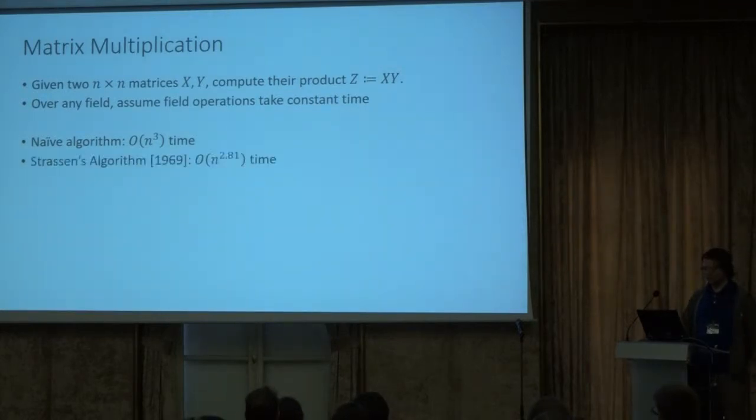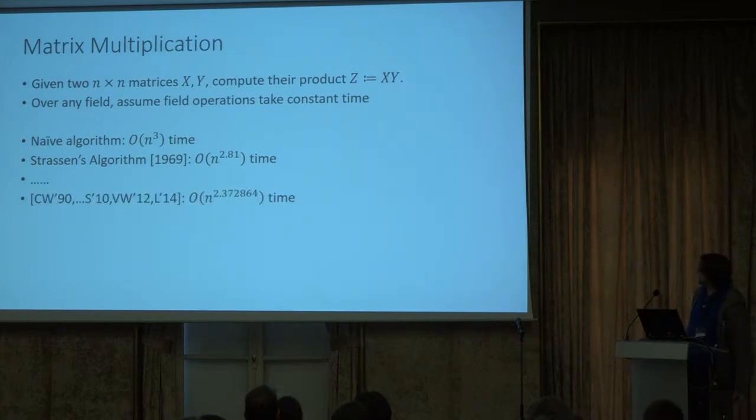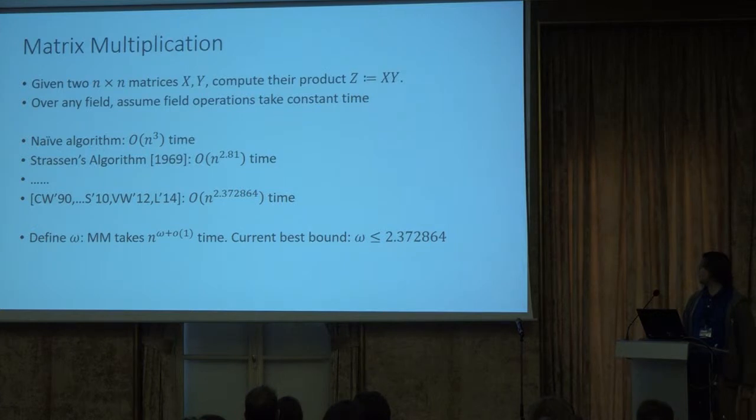But you probably know there was this great breakthrough algorithm by Strassen, where he improved it to n to the 2.81 time. And since then there's been lots and lots of work on this problem, leading up to the best known runtime of n to the 2.372 something. People usually call this exponent omega. So you say matrix multiplication can be done in n to the omega time, and the best known bound right now on omega is 2.372864.